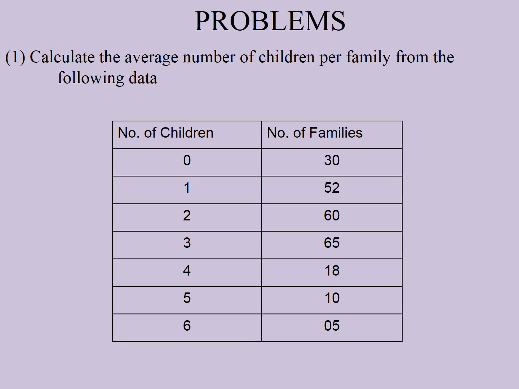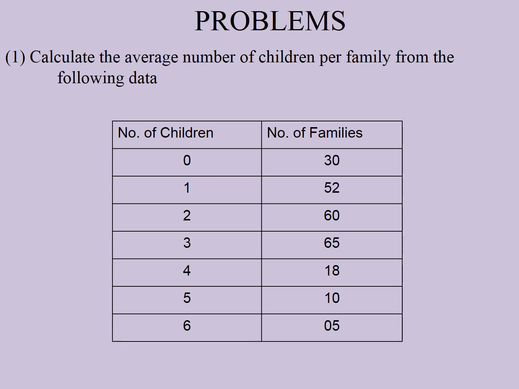So this is an example of a discrete frequency distribution. You have to calculate the average number of children per family from the following data. In the first column the number of children is mentioned, and in the second column the number of families. The number of children starts from 0, 1, 2, 3, 4, 5, 6, and in front of them the number of families is mentioned.